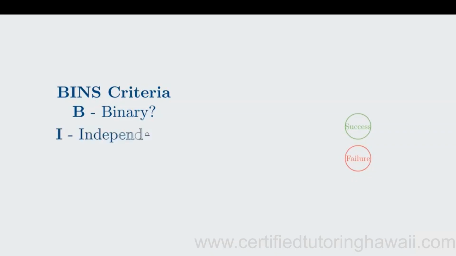To determine if a random variable follows a binomial distribution, we use a handy acronym, BINS. Each letter represents a condition that must be met. First, B stands for binary. This means each trial has exactly two possible outcomes, which we usually label as success or failure. Next is I for independent. Each trial must be independent of the others, meaning the outcome of one trial doesn't change the chances of the next.